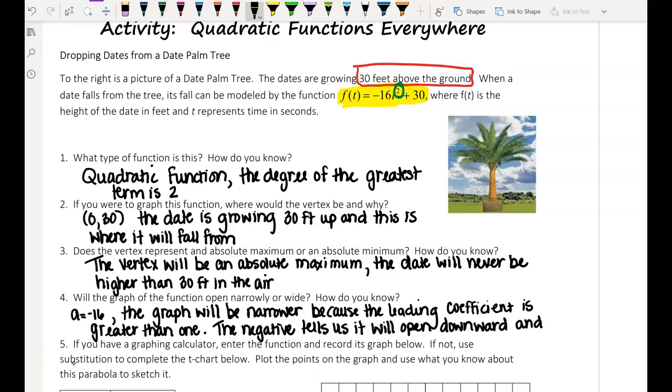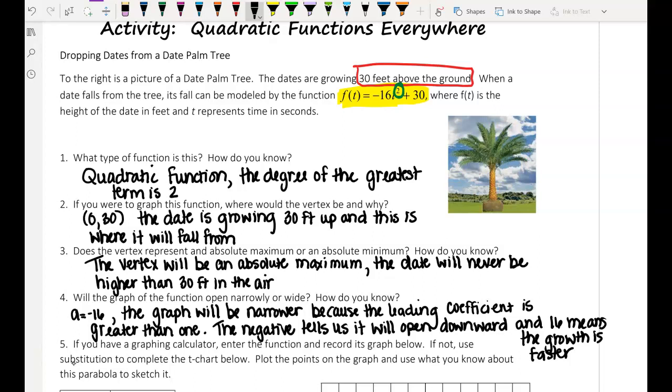And the 16 means the growth is faster. And that faster growth is what's going to cause it to be narrower. So again, we have to understand the values that are in the function. We have to understand what the function is and how the values impact the function.